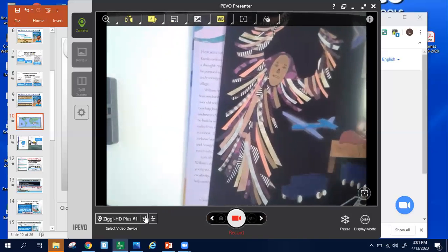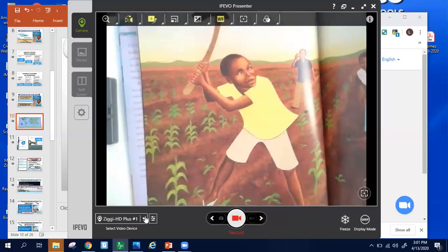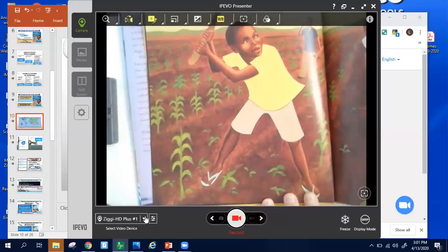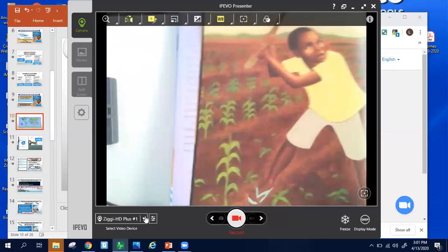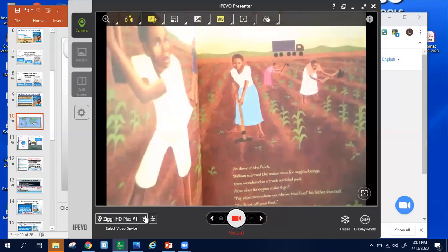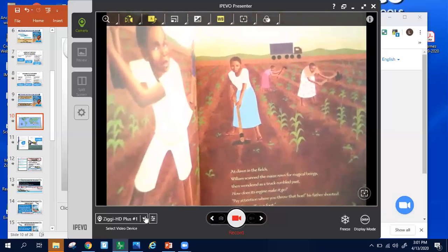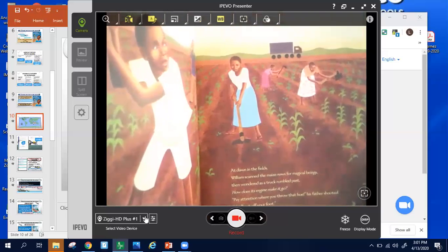So literal, non-literal. They're not literally dancing around his room, are they? Here he is working. See him in his flip-flops. We talked about flip-flops in Africa. At dawn in the fields, William scanned the maize rows for magical beings, then wondered as a truck rumbled past, how does its engine make it go? Pay attention to where you throw that hoe, his father shouted. You'll cut off your foot.